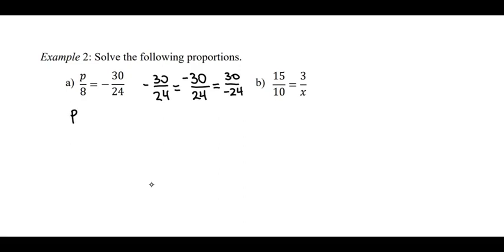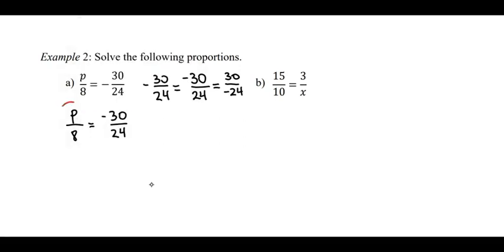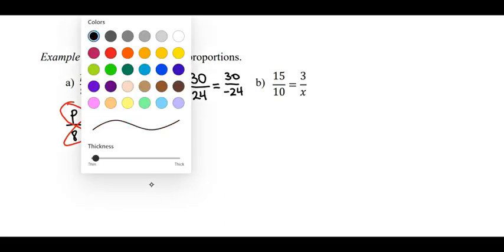So I'm going to rewrite this problem, p over 8 equals, and I'm going to bring the negative sign in the numerator, negative 30 over 24. I do highly encourage you to rewrite this problem, especially when you have a negative, so you do not accidentally use the negative sign twice. Now when I do my cross product, I am going to multiply p times 24, that's going to be 1, and then 8 times negative 30 is going to be the other one.